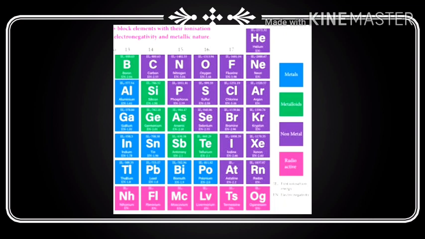Then coming to the 17th group, it is the halogens: fluorine, chlorine, bromine, iodine. These are all the elements present in the 17th group. In that, the first element is fluorine. Fluorine is the most electronegative element. So when compared with the other members of this group, it behaves in a different manner. Like oxygen, it can also form hydrogen bonds, and fluorine shows only the -1 oxidation state.